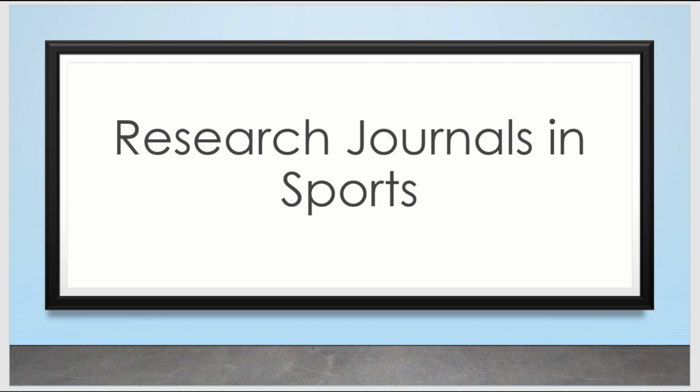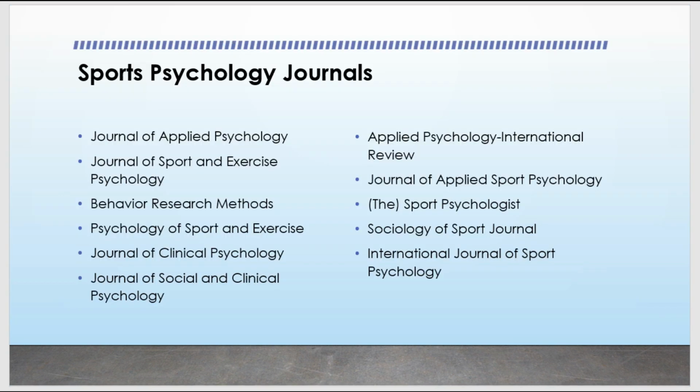Now, research journals in sports. There are different lists we will see in the field of sports psychology. First of all, we will see sports psychology journals. The first ones are Journal of Applied Psychology, Journal of Sport and Exercise Psychology, Behavior Research Methods, Psychology of Sport and Exercise, Journal of Clinical Psychology, Journal of Social and Clinical Psychology, Applied Psychology: An International Review, Journal of Applied Sport Psychology, The Sport Psychologist, Sociology of Sport Journal, and International Journal of Sport Psychology.